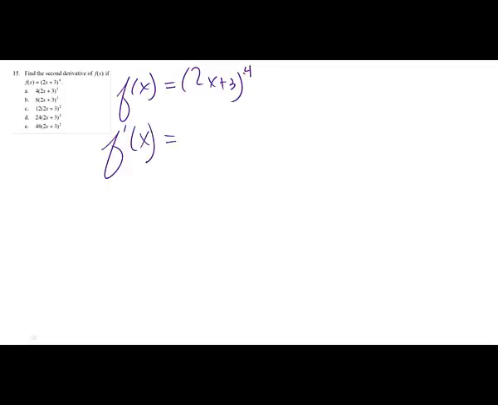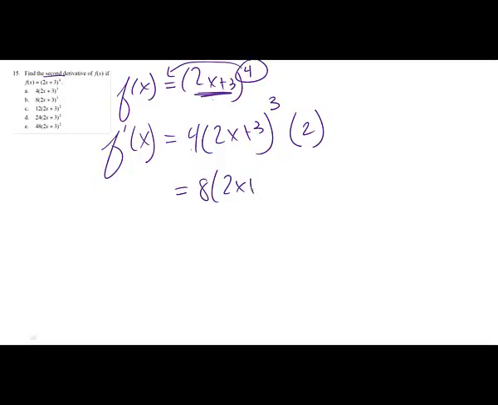Chain rule, right? Because I've got an outer function and an inner function. What's my outer function? The 4th power, okay? And it said I had to go to the second derivative. So I need to take this and bring it where? To the front. So we've got 4 times 2x plus 3 to the third. And then the chain rule says take the derivative of the inside, which is 2. Before I take the next derivative, I'm going to multiply that together. So what's 4 times 2? 8 times 2x plus 3 cubed.